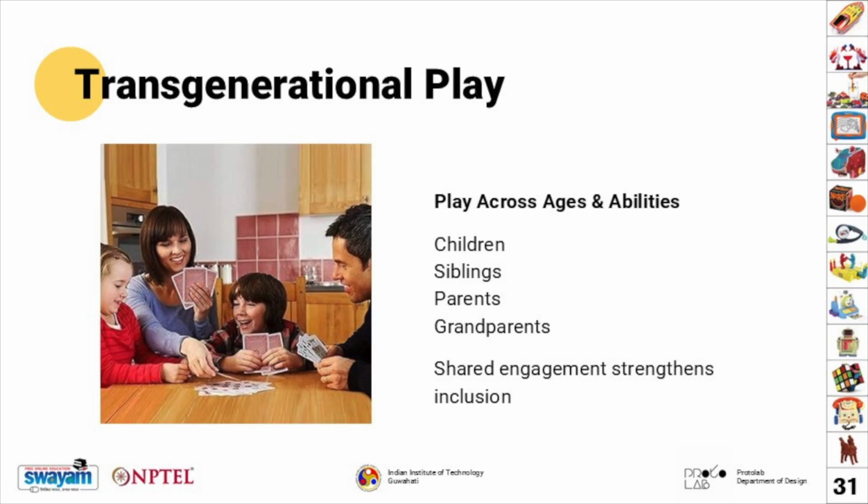Shared play across generations also removes the helper versus player dynamic. Everyone becomes a participant. Universal design, therefore, does not only include different abilities, it includes different life stages.